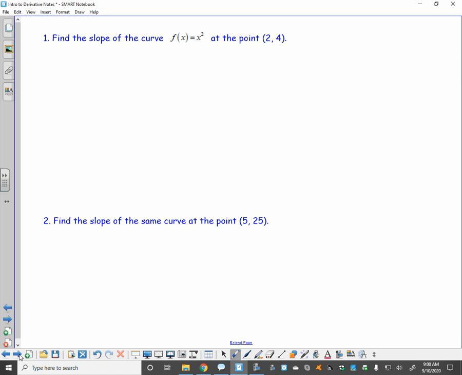It says, find the slope of the curve f of x equals x squared at the point 2, 4. Okay, so let's hold on just a second and let's make sure we have a visual representation of what we're doing. And this is y equals x squared. So when x is 1, 1 squared is 1. And when x is 2, we're going to be at 4. Negative 1 is going to be 1. Negative 2 is going to be a positive 4. 3 would be 9, but I'm not going to go up that high.